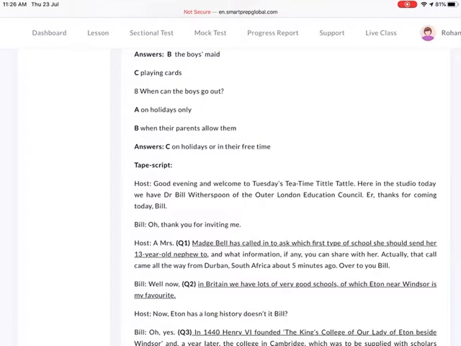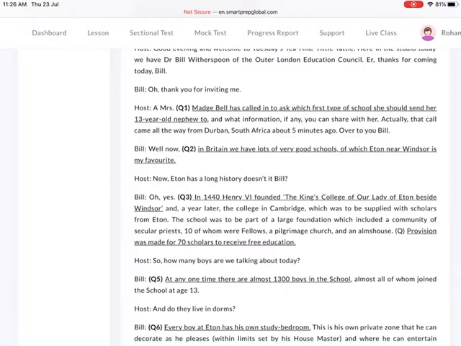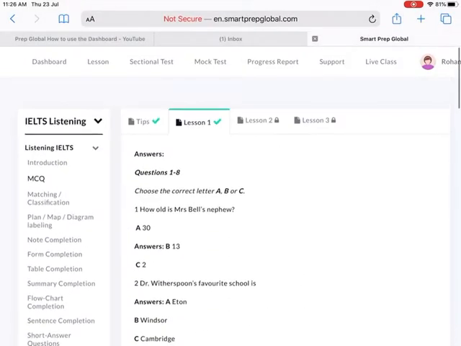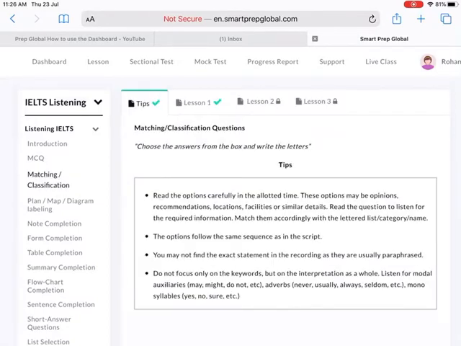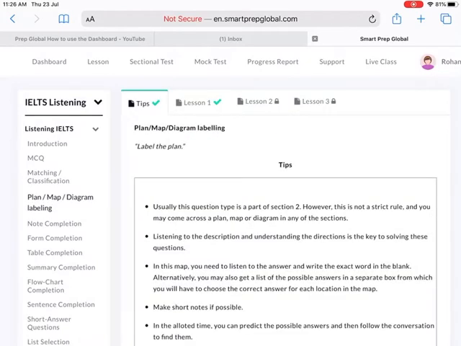Over here, you'll be able to see the answers with the tape script. So the student will be in a position to understand whether his or her answer is right or wrong, and if it is wrong, what the reason was. This is the same fashion in which he or she is going to go ahead with all the 11 different types of questions which are asked in the IELTS listening test.